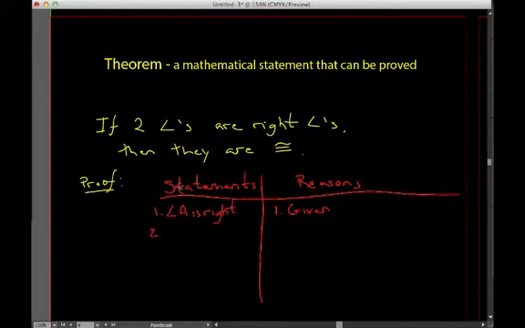Another statement that we could say is if this is a right angle, well then the measure of angle A is 90 degrees. Right? So the measure of angle A is 90 degrees if angle A is right. And this is just because if an angle is right, its measure is 90 degrees. So a right angle's measure is 90.